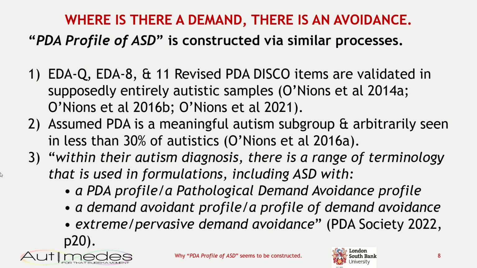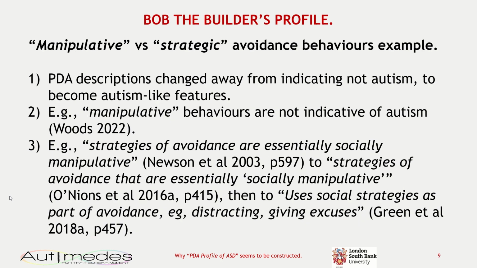Finally, this is a quote from the PDA Society, from a document which it claims to be clinical guidance. I think it's a highly biased research report, but it's basically telling you how you should be attributing PDA and what kind of clinical language you should be using. So within their autism diagnosis, there's a range of terminology used in formulations, including autism with PDA profile / pathological demand avoidance profile, ADD profile / ADD profile of demand avoidance, and the last one is extreme / pervasive demand avoidance. That's from page 20 of the PDA Society's document I'm referring to.